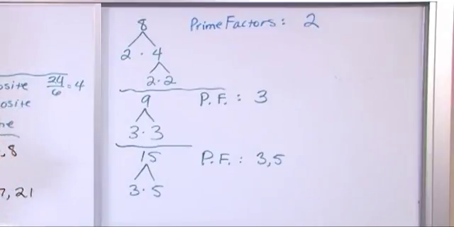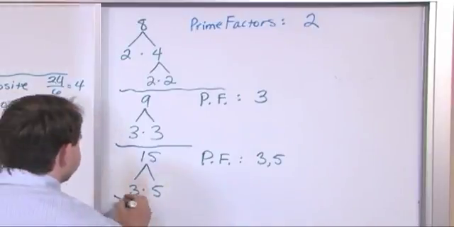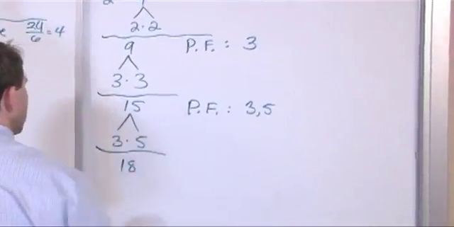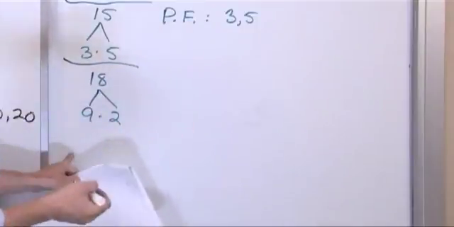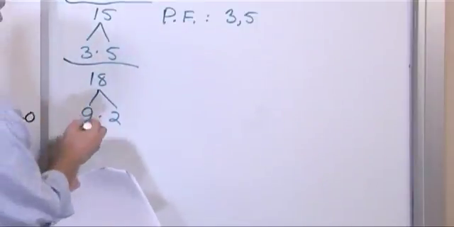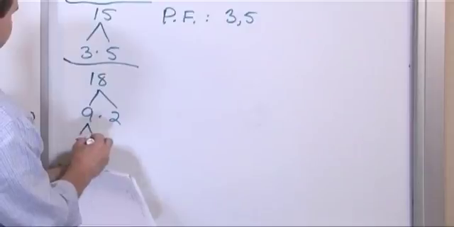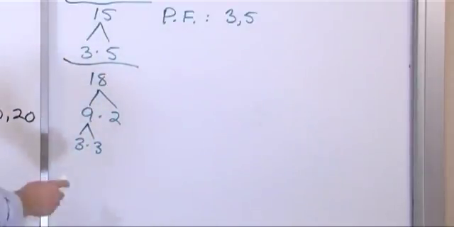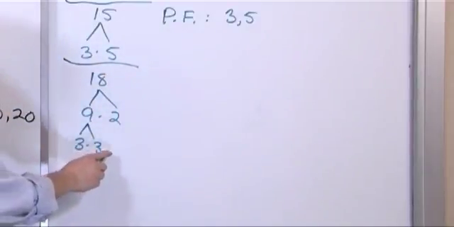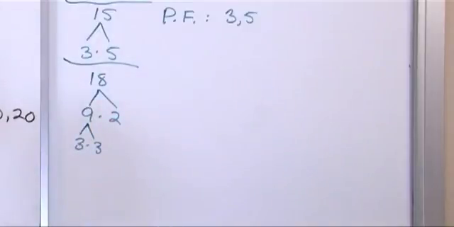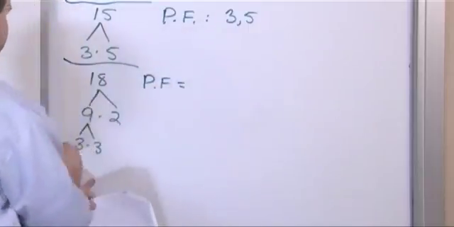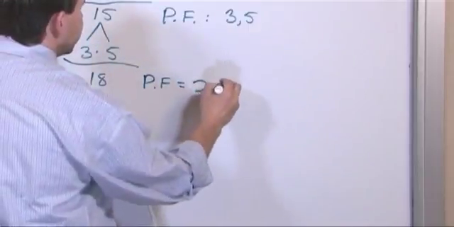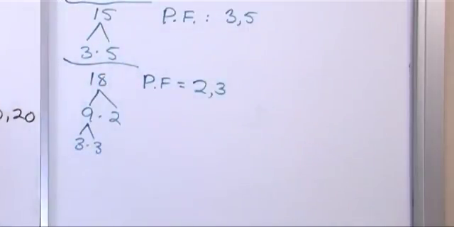All right, let's go off to the number 18. What do you think about when you think of 18? Well, I think of 9 times 2. You might think of 6 times 3. That's fine. You'll get the same answer. 9 can be written as 3 times 3. So we're done with our factor tree because at the bottom, 3 is prime, 2 is prime. So we stop. And the only numbers in our prime factorization that are prime are 2, 3. Prime factors of the number 18.